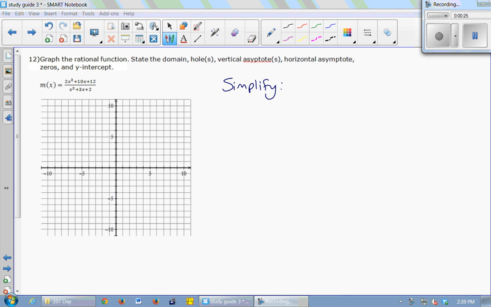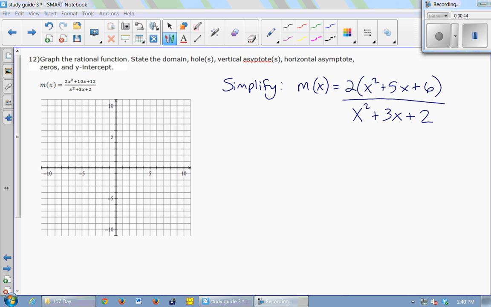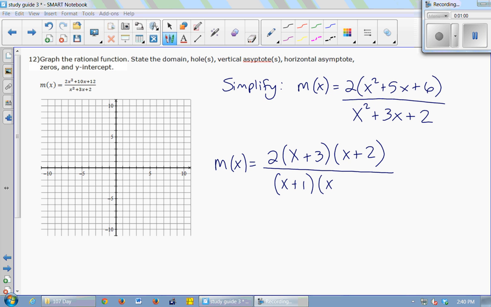I'm going to factor out a 2 from my numerator. So I have m of x equals 2 times x squared plus 5x plus 6 all over x squared plus 3x plus 2. And then that can actually factor even further. So I'm going to have m of x equals 2 times (x plus 3) times (x plus 2) divided by (x plus 1) times (x plus 2). And the x plus 2's cancel.